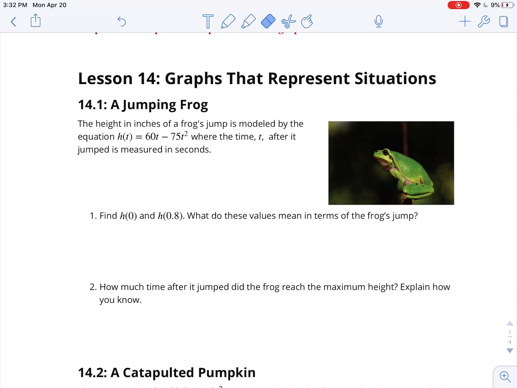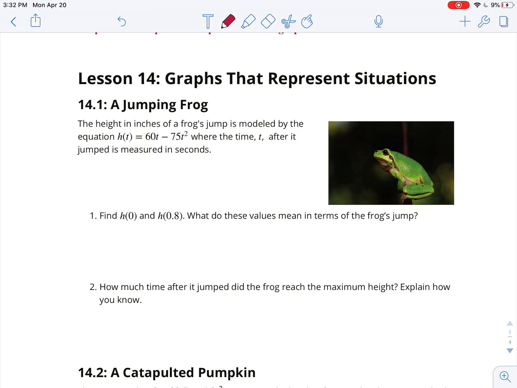The height in inches of a frog's jump is modeled by the equation h of t equals 60t minus 75t squared, where the time t after it jumped is measured in seconds. Take a minute, pause the video, try number 1 and 2, and press play when you're ready to check your work.